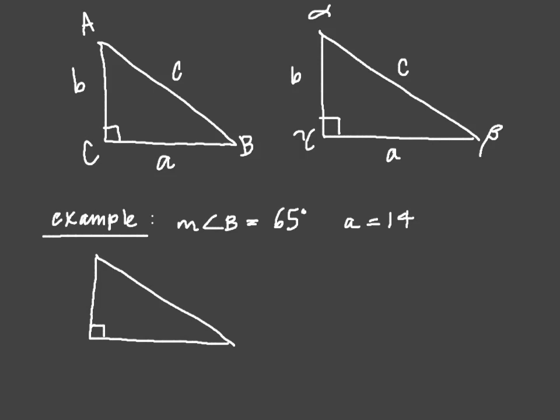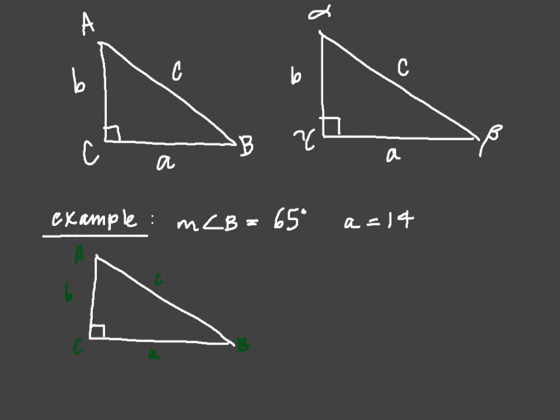So they tell us that the measure of angle B is 65 degrees and side A is 14. And we already know, since this is a right triangle, that one of our angles is 90 degrees. So for starters, let's label our picture. I started off labeling the way I labeled right above, with the uppercase letters for the angles and the lowercase for the sides.